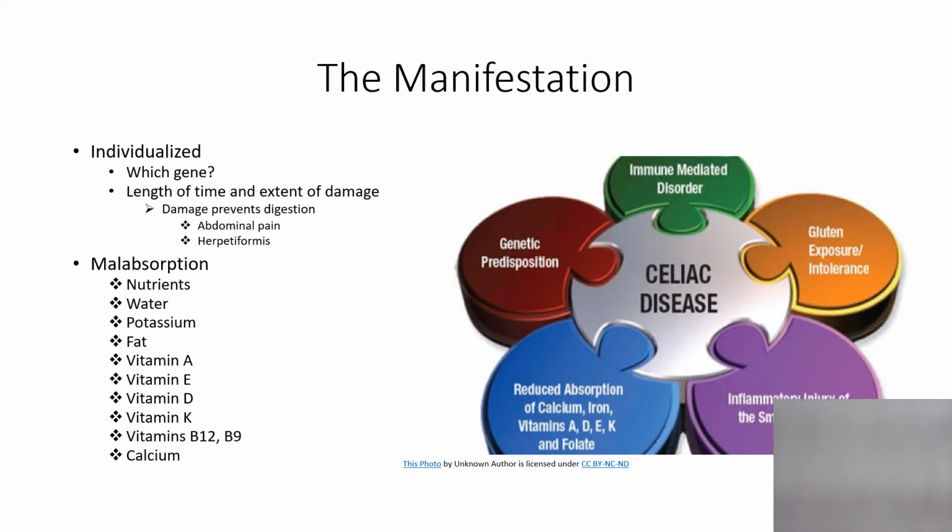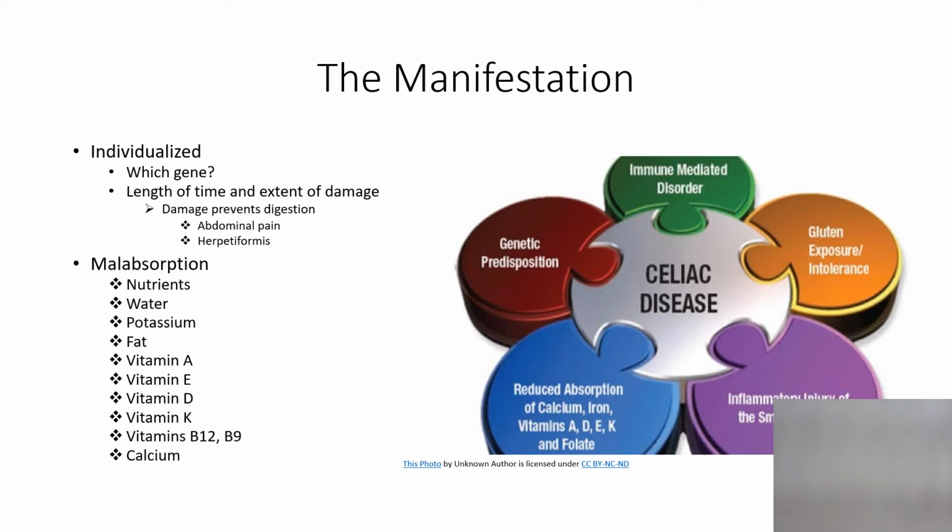Then there are the malabsorption issues with the decreased surface area for nutrients. One might present with weight loss or poor growth and repair. Water will present with diarrhea. Potassium loss can cause fatal, sometimes, cardiac disorders and arrhythmias, severe muscle spasms.